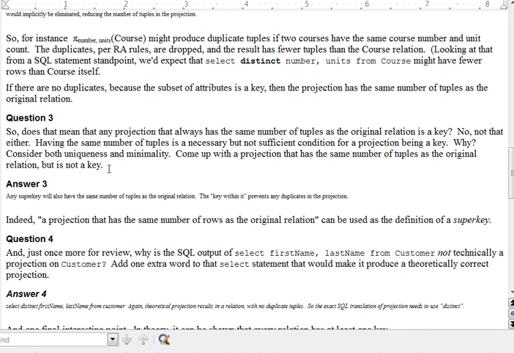And the answer is any superkey will also have the same number of tuples as the original relation. The key within it prevents any duplicates in the projection. Indeed, a projection that has the same number of rows as the original relationship, always has, can be used as the definition of a superkey.